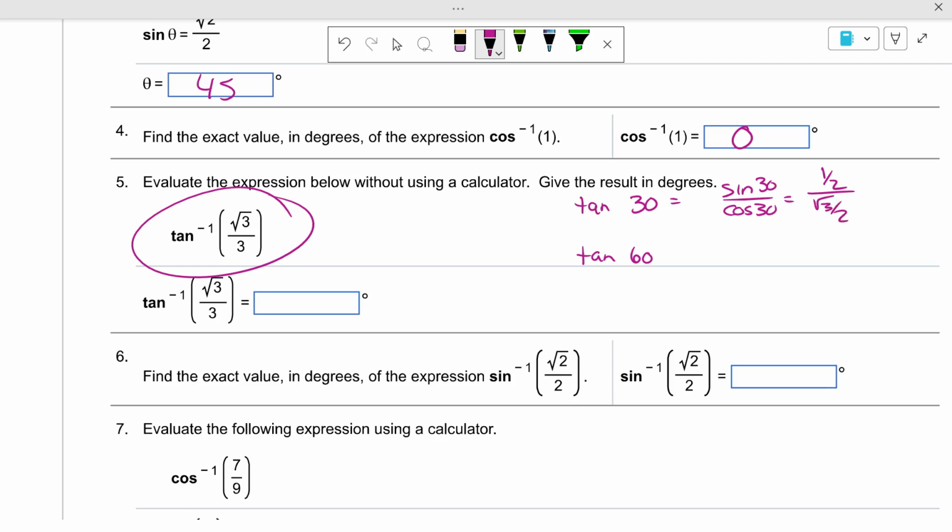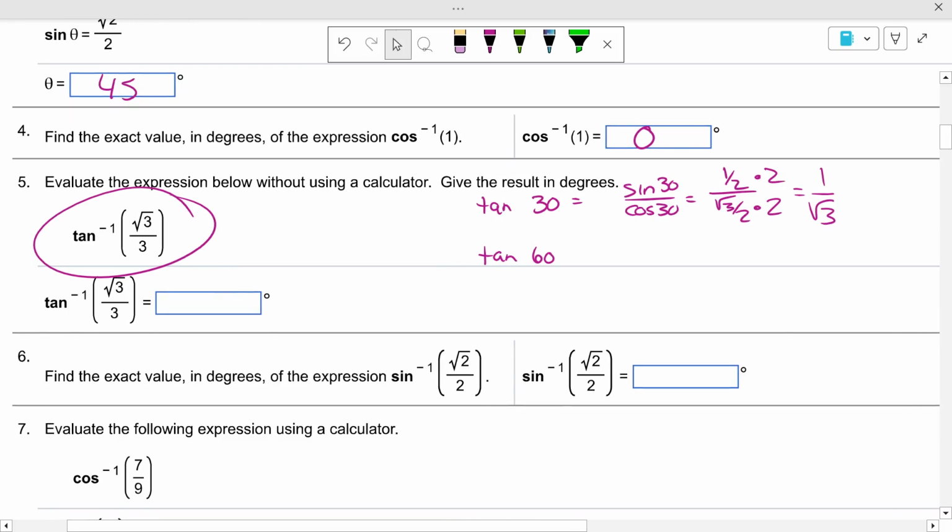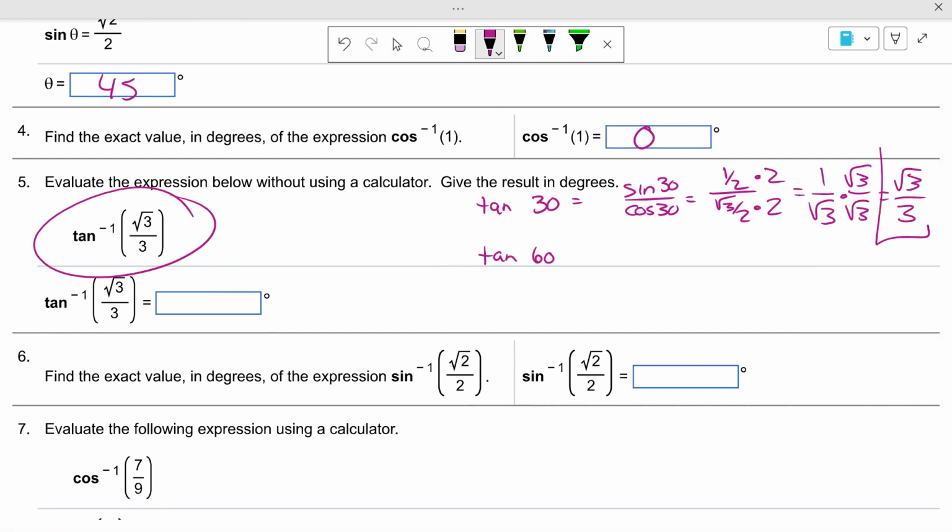It's a complex fraction. How do I get rid of a complex fraction? Multiply by the denominator of the denominator. Multiply by 2 and 2, we get 1 over square root of 3. Can we leave square root of 3 on the bottom? No. So we multiply top and bottom by square root of 3, and we get square root of 3 over 3. Hey, it must be 30 degrees.